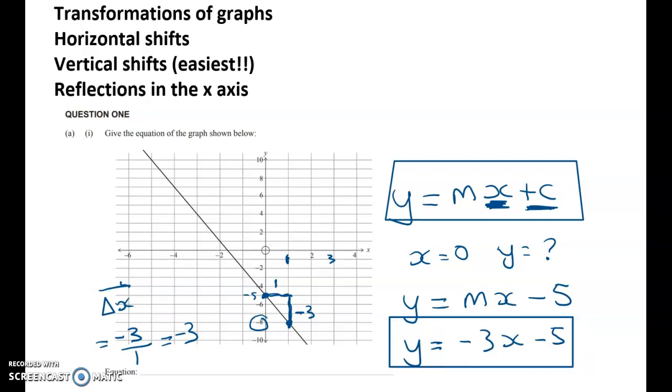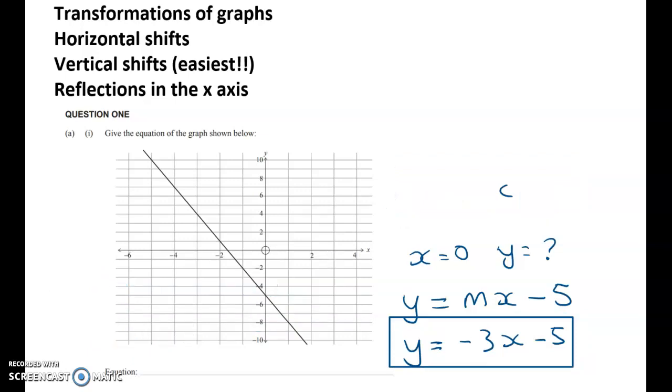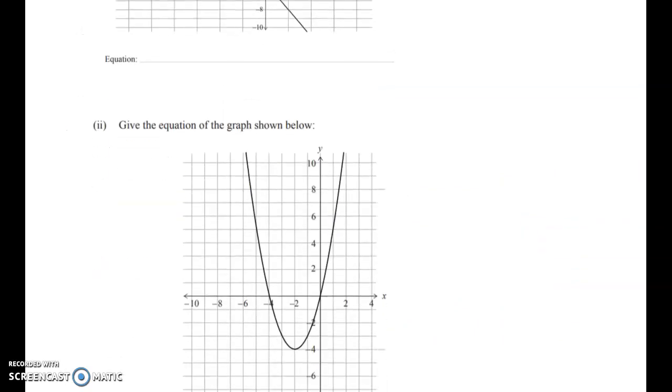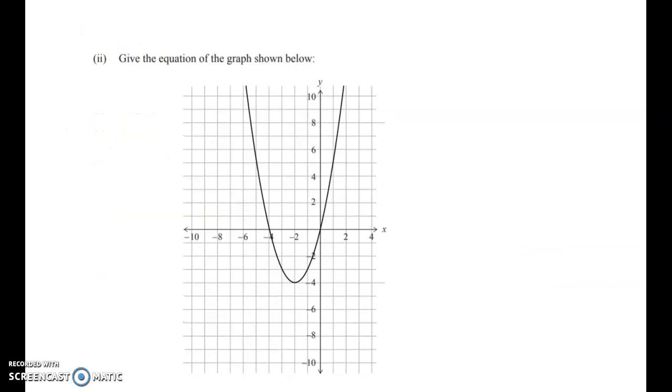Now the second part of the question is working with parabolas, but first of all we have to find an equation and then we have to do things to make the graph move. So step 1 is to find the equation of the graph shown below. So what should we know about that by this point in the year?